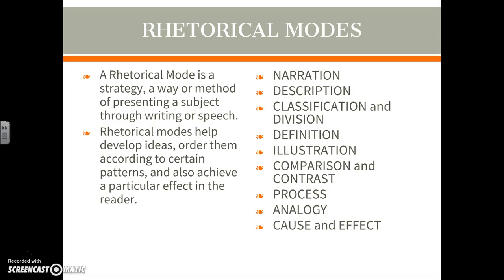Now, we're going to talk about this idea of rhetorical modes, and the rest of the video will be about rhetorical modes. So a rhetorical mode is a strategy, a way or method of presenting a subject through writing or speech. So it's how they actually performed their use of rhetoric, how they organized it, how they developed their ideas, what order they put them in, what pattern they used, but it's also used to achieve a particular effect within the reader. Now, we've talked about this idea of rhetoric and this idea that rhetoric is usually a way of persuading people within that work of text.